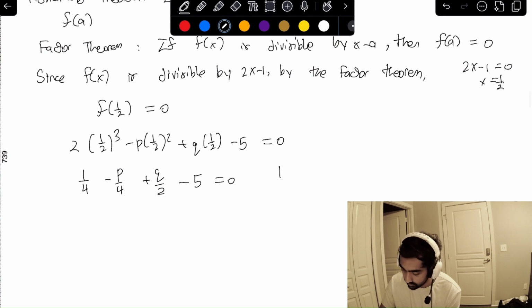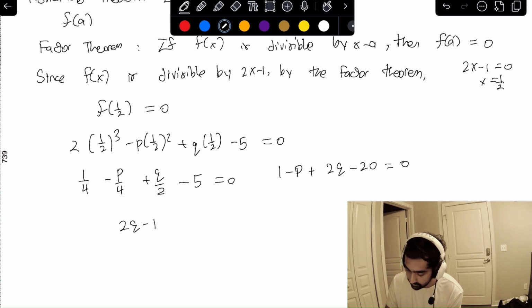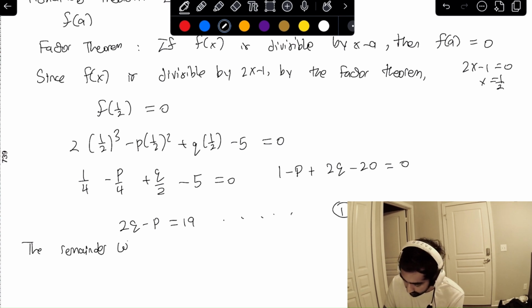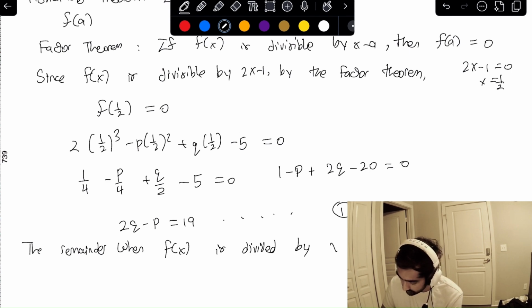Multiply by 4, 1 minus p plus 2q minus 20 equals 0, or 2q minus p equals 19. That's equation 1. What's equation 2? Well, I know the remainder when f of x is divided by x minus 1 is 7. That's what the question is saying.